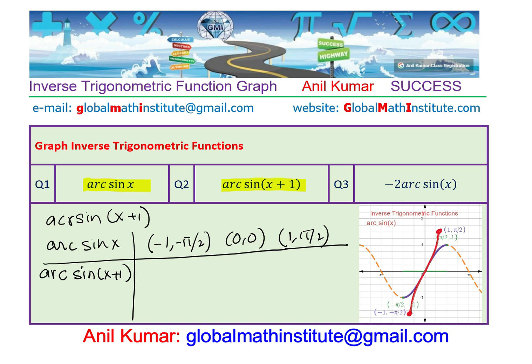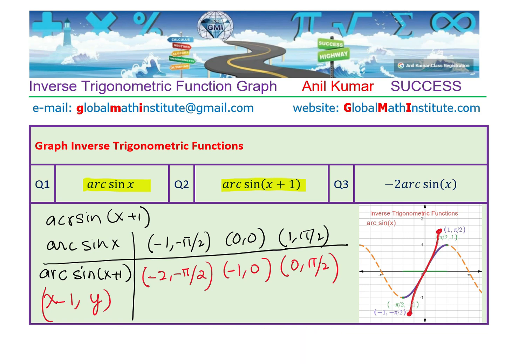The transformation here is that the xy point will change: x will become x minus 1, y will remain the same. So the points will be (-2, -pi by 2), (-1, 0), and (0, pi by 2). So basically, each point is translated 1 unit left, right? So that was 1 unit, so it is going to go 1 more unit left. So that is our new point. You get the idea? So I'm going to translate each point 1 unit left.